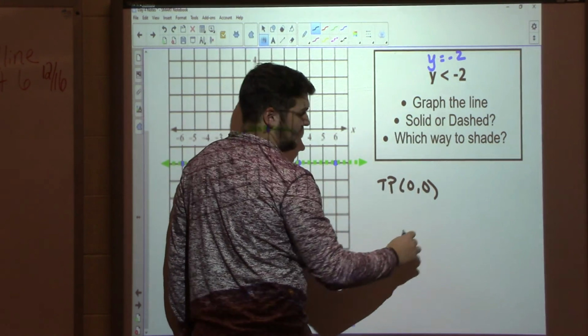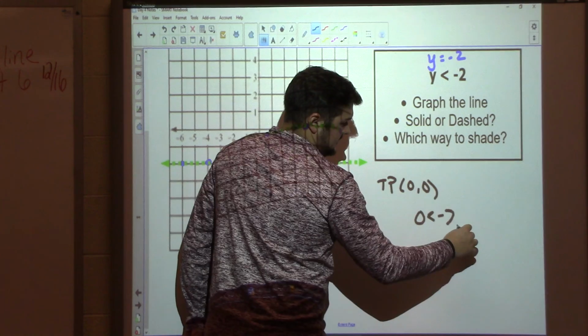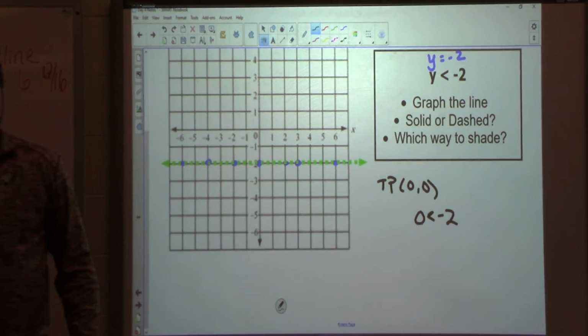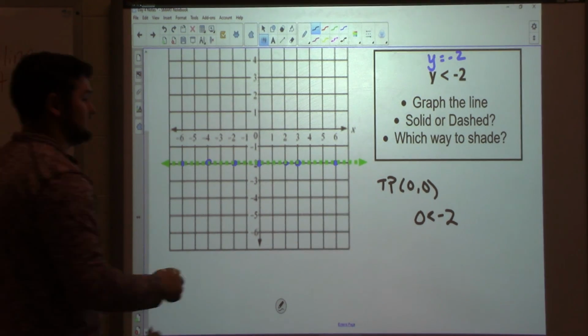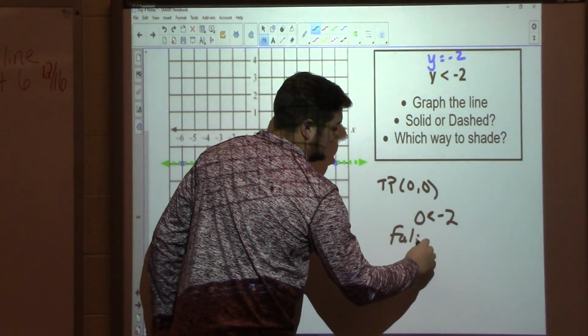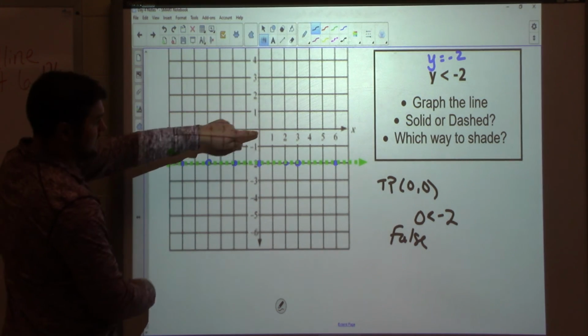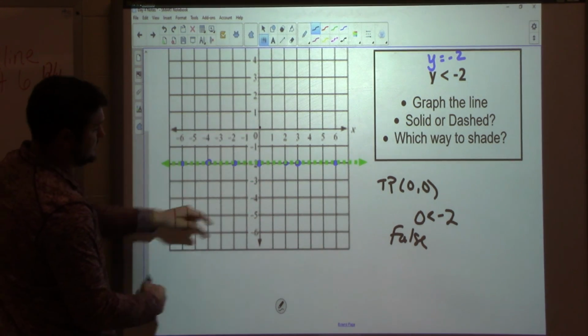Plug 0 in for y. 0 less than negative 2. Is that a true statement? Is 0 less than negative 2? No, right? Negative 2 is farther left on the number line. So this is false, which means I'm going to shade the opposite side of the line as 0, 0. So I'm going to shade down here.